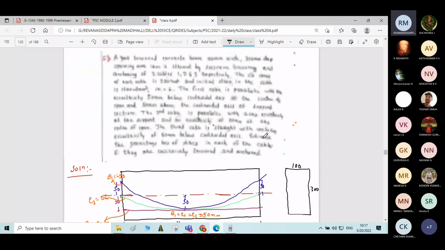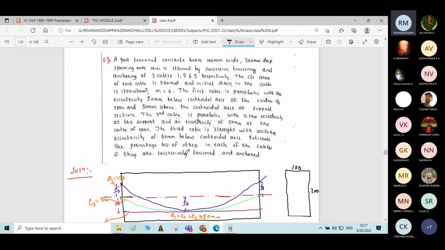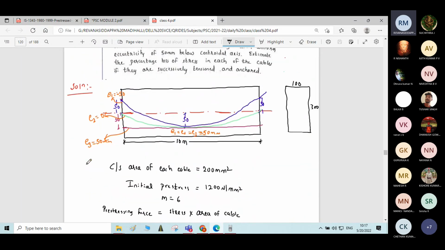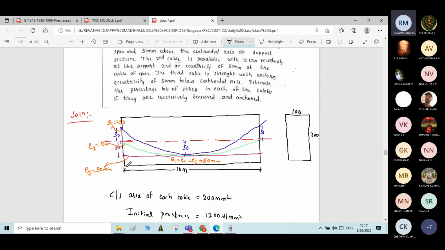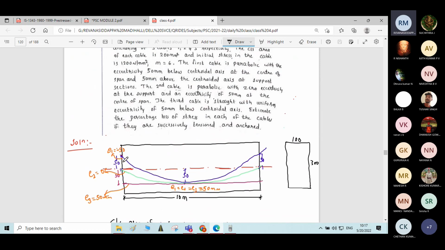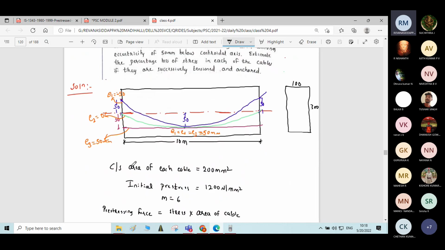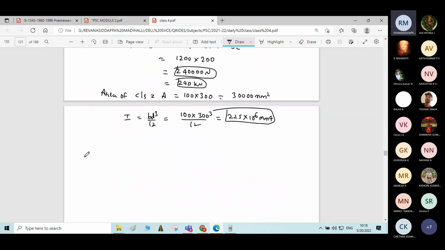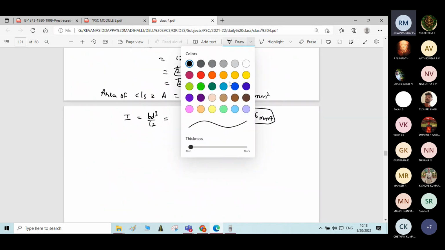Now, what is the question? Estimate percentage of loss of stress in each of the cables if they are successively tensioned and anchored. So the question is, when cable 1 is stretched and anchored, what is the loss in cable 1? And when cable 2 is stretched and anchored, what will be the loss in cable 2? When cable 3 is stretched and anchored, what will be the loss in cable 3, 2 and 1? You need to calculate. Now we'll go one by one.